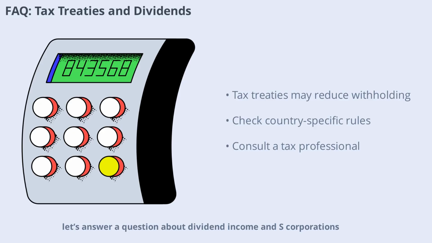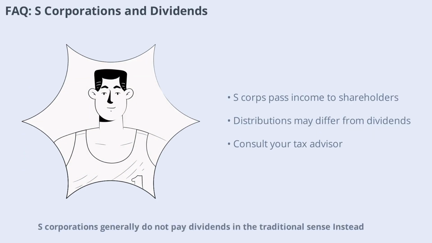Next, let's answer a question about dividend income and S corporations. S corporations generally do not pay dividends in the traditional sense. Instead, income is passed through to shareholders and taxed on their individual returns. However, if you receive distributions from an S corporation, it's important to understand how they're classified for tax purposes. Consult your tax advisor for guidance on S corporation distributions.